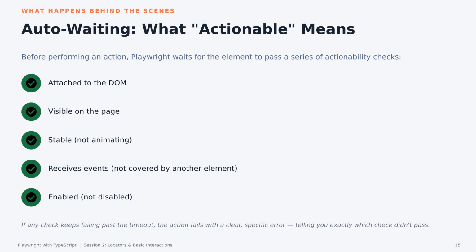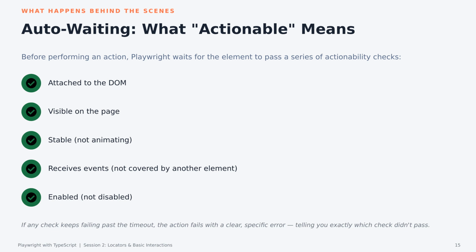Before performing that action, Playwright runs through a series of actionability checks on the element. Is it attached to the DOM? Is it visible on the page? Is it stable, meaning it's not currently in the middle of an animation? Does it actually receive events, meaning nothing else is currently covering it up? And is it enabled, not disabled?